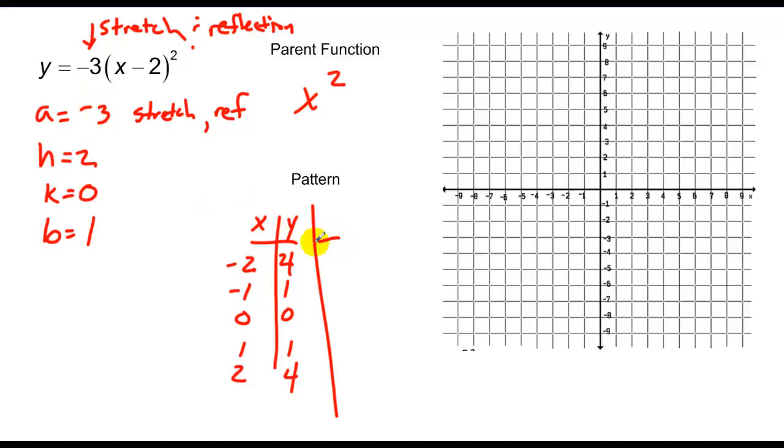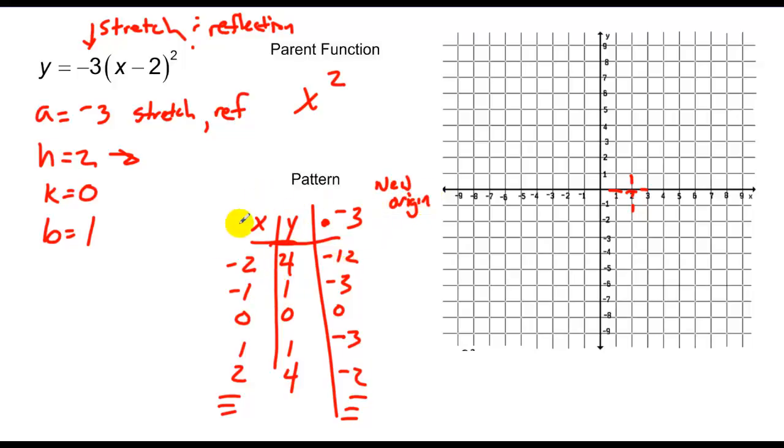So what that says is my y values are getting bigger and reflecting. In other words, they're being multiplied by -3. I get a negative 12, negative 3, 0, negative 3, negative 12. So really what I'm graphing now from my new origin are these x's and these y's. I'm going to take and move to the right 2 and up 0. There, once again, is my new origin.